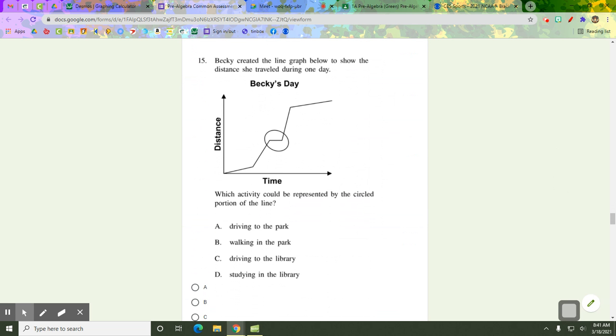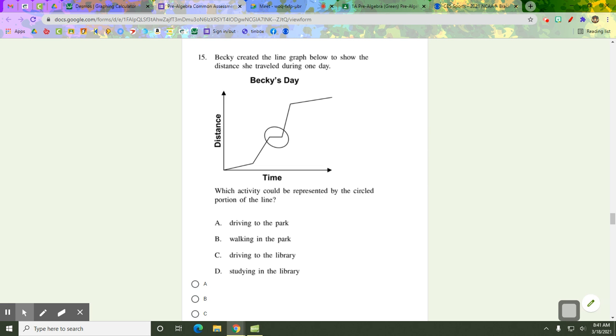Okay, so Becky created the graph shown of the distance she traveled during one day. Which activity is represented by the circled portion of the line? So here, remember, when we start time and distance graphs, time always moves, okay? Which means once this graph starts, it'll always move in this direction. Your distance is determined by how far away you are from your original starting point.